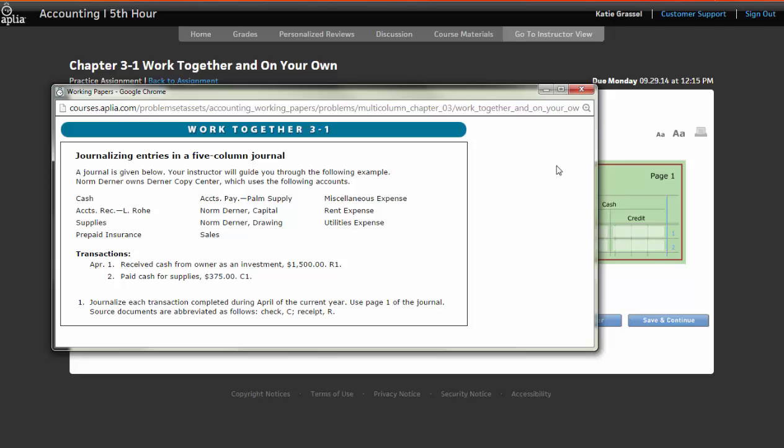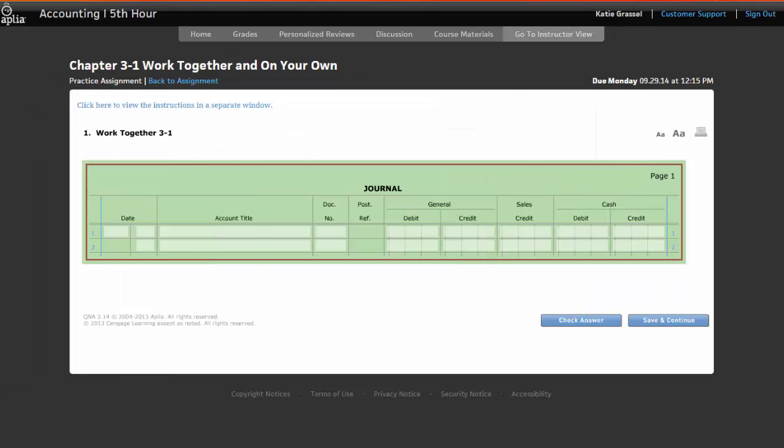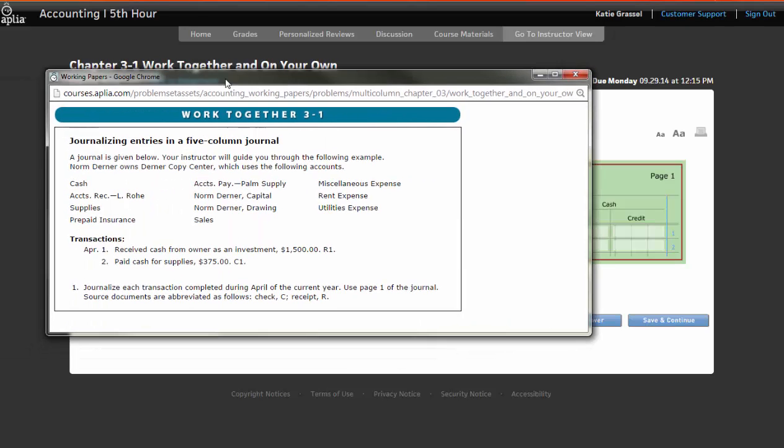The first transaction that we're going to do is going to be April 1st. And anytime we do a transaction, we always need to make sure that the page number is in the upper right-hand corner. And we can see that says page 1. And we're going to start on the date. On the left-hand side, we're going to put in the month as a word, APR. And basically, April is going to be shortened as APR. Then I'm going to put in the date of the 1st. Okay. Now, when I look at the transaction, it says receive cash from owner as an investment.